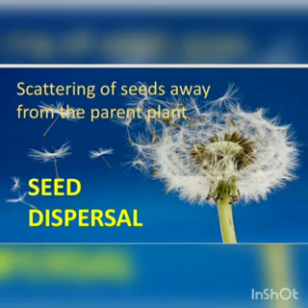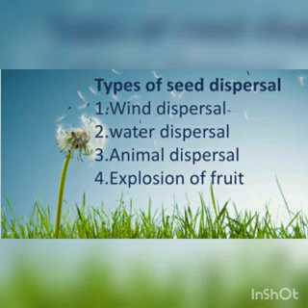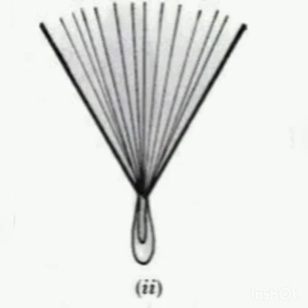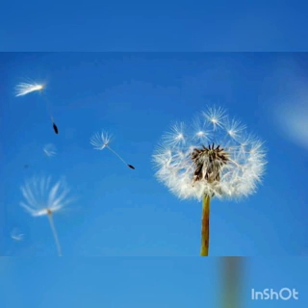Wind, water, and animals are called agents of dispersal. Based on this, there are 4 types of seed dispersal: wind dispersal, water dispersal, animal dispersal, and dispersion through explosion of fruits. Wind dispersal. As you can see, seeds that are carried by wind are lightweight and small in size.